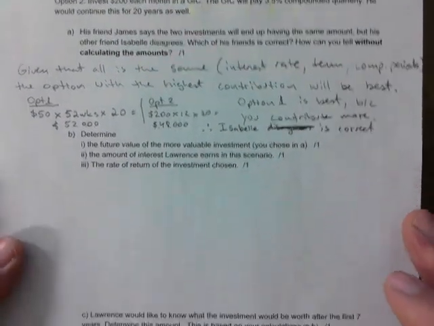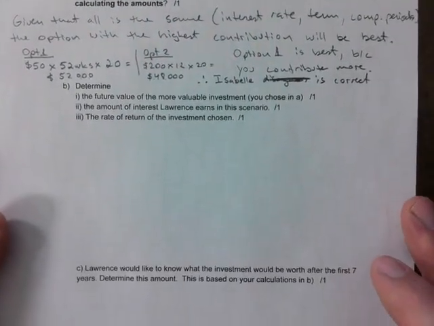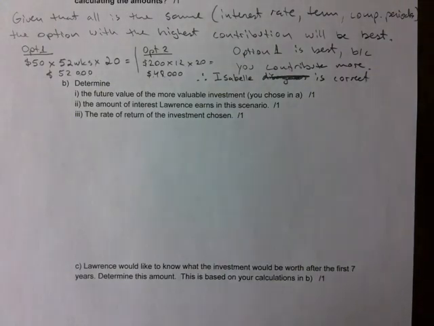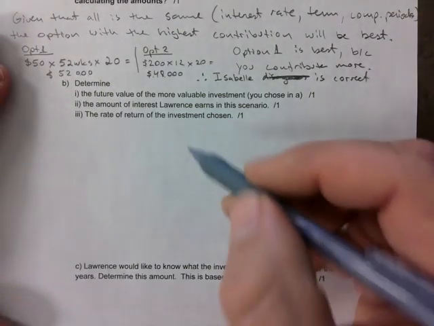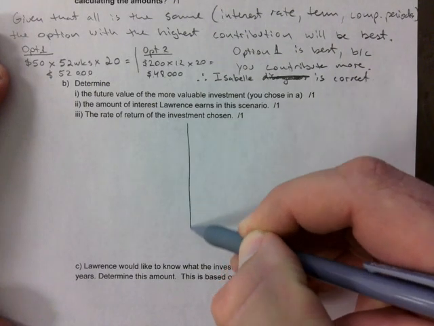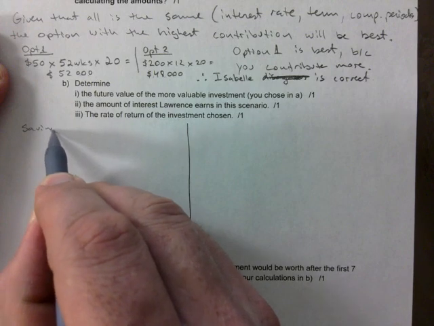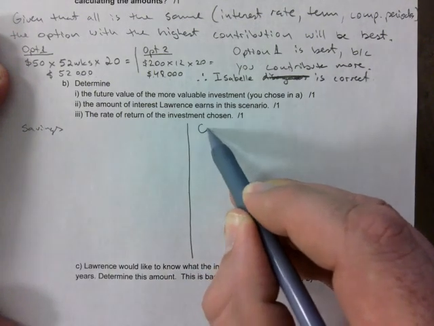All right, let's keep going. B, determine the future value of the investment you chose in A. And so I realized that some of you might have picked one or the other, so that makes it a little trickier. So let's split it in half here. I'll do both. So the savings or the GIC.